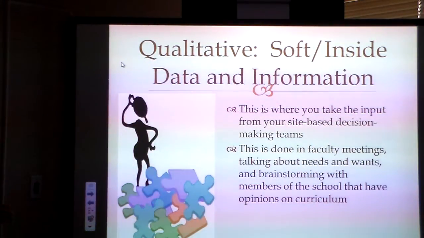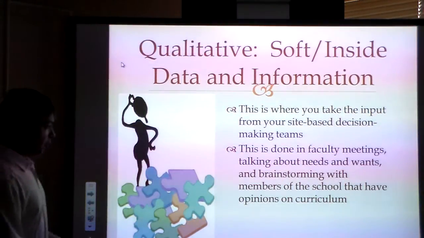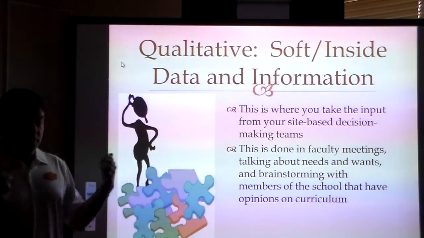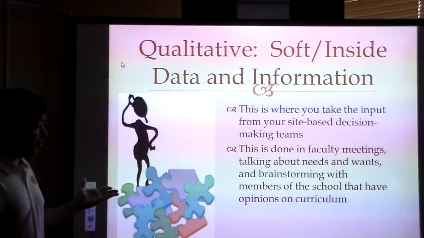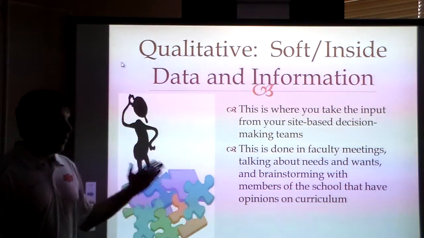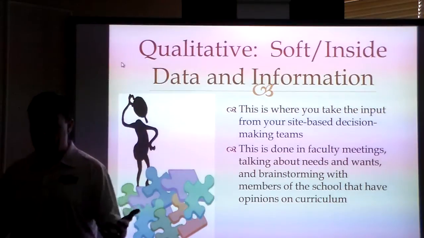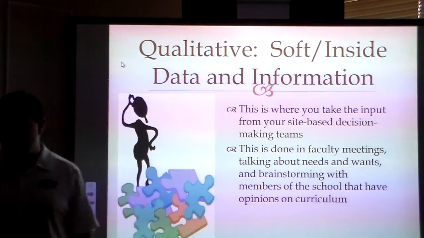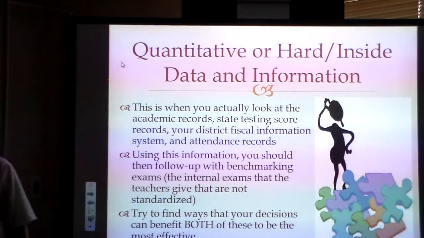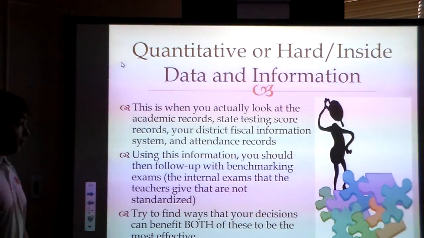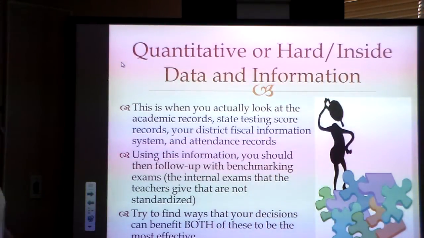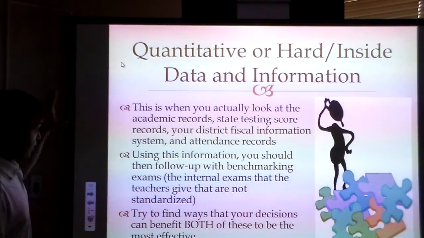So the site-based decision-making team, this is done in faculty meetings, talking about what teachers want, what they need, what your administrative assistants need, what your guidance counselors need. Talk about anybody who cares about curriculum and figure out what they care about and get their opinions on it as well. The other thing that you can do, you can look at academic records, state testing score records, district fiscal information system, and attendance records. This is all given to you by the state. It's common, it's easy to find, and it's easy to see.